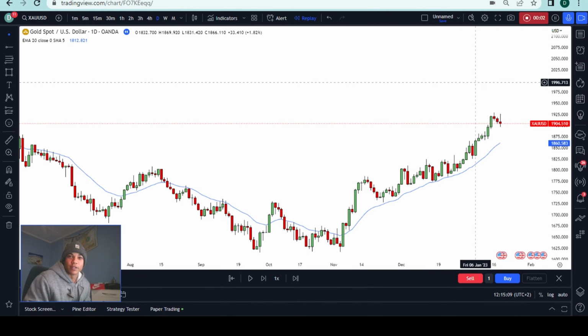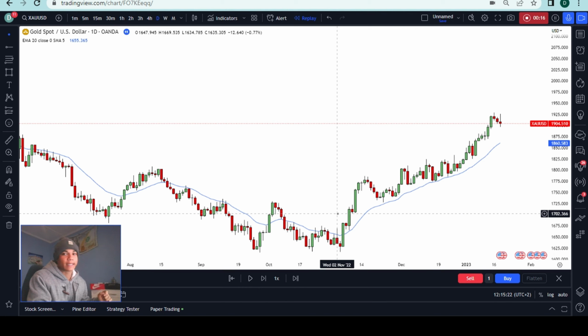Right now, guys, I'm going to show you an example of the double top on gold. I just showed you a double bottom on gold, so I want to show you a double top on gold. Same rules, it's just applied in an uptrend right now.